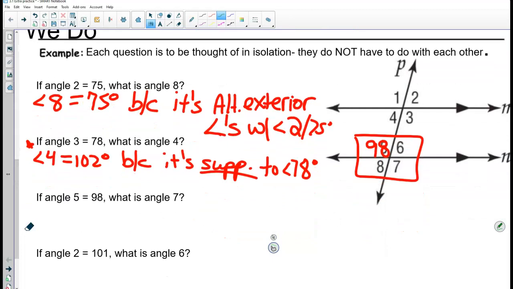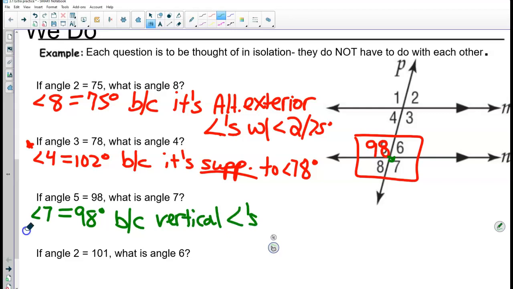So if it wants to know 7, right away across from the 98 is 7. When they're across from each other, that means they're vertical angles. So angle 7 would have to equal 98. They're exact because they're vertical angles. And remember, vertical angles are congruent, or they're equal, they're the same measure. All right, let's look at the next one.